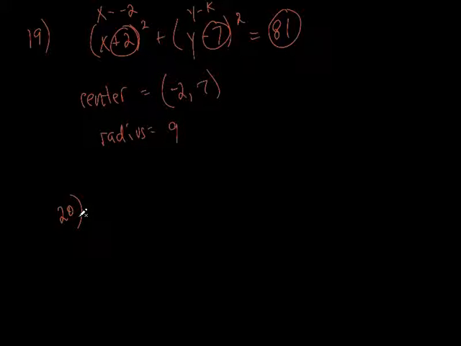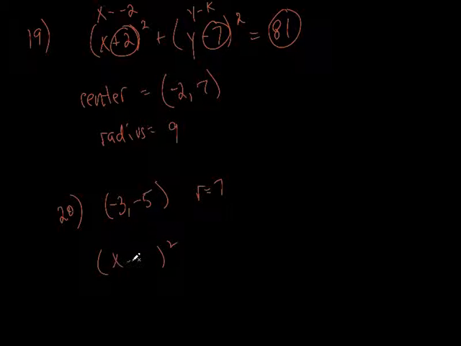Look, this one is just the opposite. It just goes the other way. They give you the center and the radius, and you just have to write the equation. And it says the radius is 7. So look, it's going to be x minus h. So x minus a negative, which is plus, correct? Squared, right? Plus y minus a negative, which is plus.